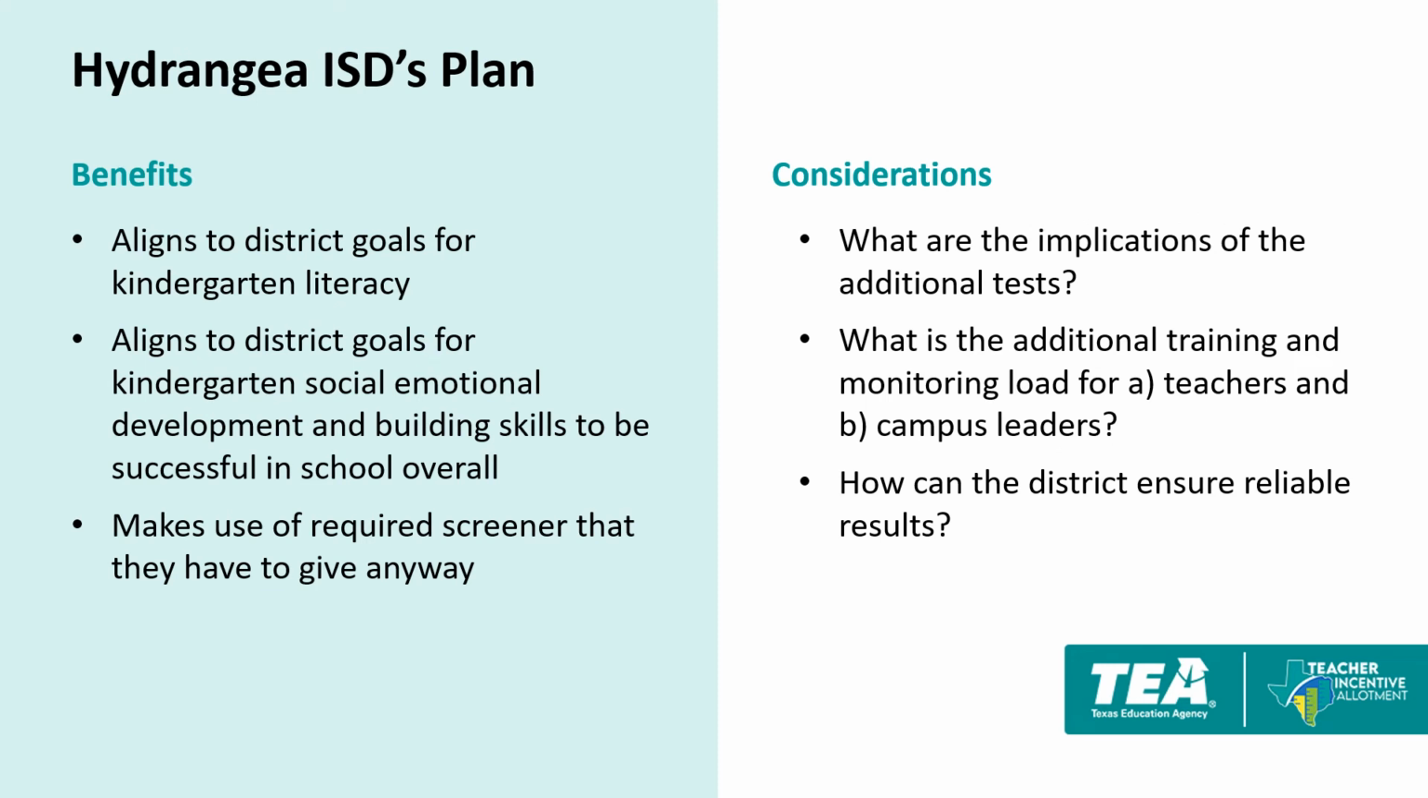Some benefits for Hydrangea ISD's plan are that it aligns to their literacy goals for their district, it aligns to their social emotional goals for their kindergarten students, and it makes use of the required screener that they have to give anyway. Some considerations might be, what are the implications of adding in additional tests? What additional training and monitoring will be needed for teachers and campus leaders? And how will the district ensure reliable results with the additional added tests?